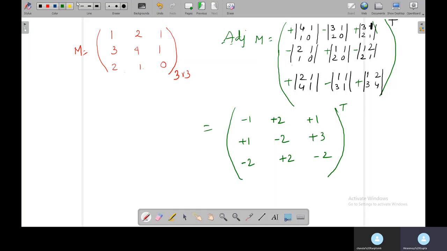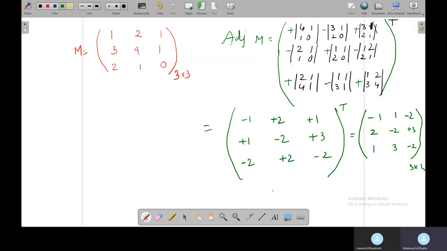Okay, now you're going to write after the transpose, what are you going to get? After the transpose, you can see negative 1, 1, negative 2. Then 2, negative 2, and plus 3. And 1, 3, negative 2. So this is my adjoint of the matrix M. It is a 3 by 3 matrix. When you find the adjoint of a matrix, you have to follow this process.